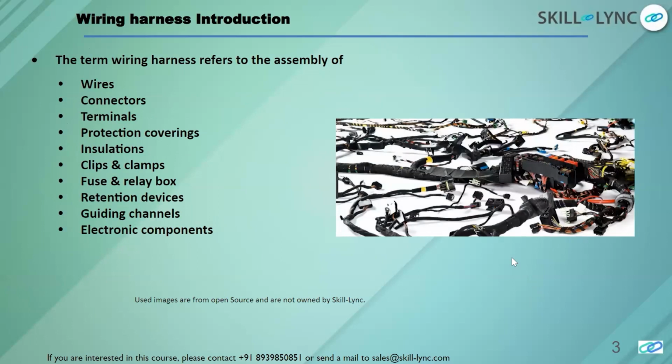The term wiring harness is referring to an assembly of components, what you see here in this image. So basically wires, connectors, terminals, protective coverings or insulations generally, or the clips and clamps for mounting them, the fuses and relay boxes which you can see in your household also, similar kind of things. Retention devices basically for mounting the components, or providing additional support and protection. Then further guiding channels and other electronic components. A combination of all these things is generally called a wiring harness.